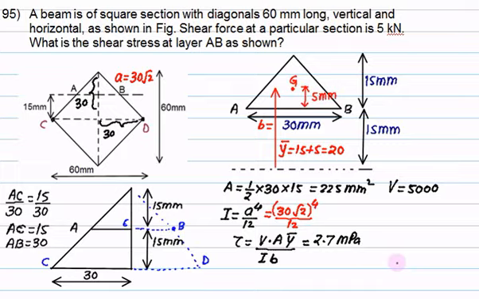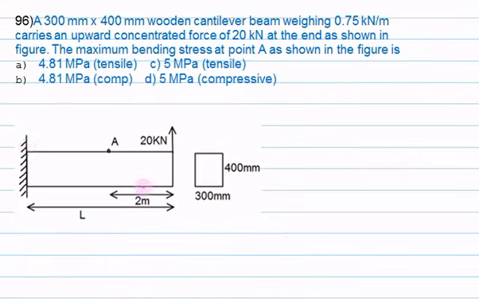Do not apply the formula of tau average and tau max. That is not true. So there is a UDL here. So let's show the UDL. The value of UDL w is 0.75 kilonewton per meter. Remember, it is acting in the downward direction and the weight is acting in the upward direction.